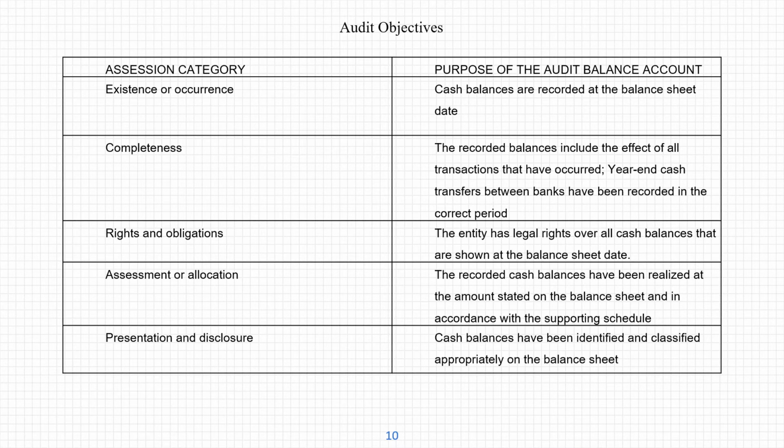Number three, rights and obligations. The entity has legal rights over all cash balances that are shown on the balance sheet date. Number four, valuation or allocation. The recorded cash balances have been released and the amounts stated on the balance sheet are in accordance with the supporting schedule. Number five, presentation and disclosure. Cash balances have been identified and classified appropriately on the balance sheet.